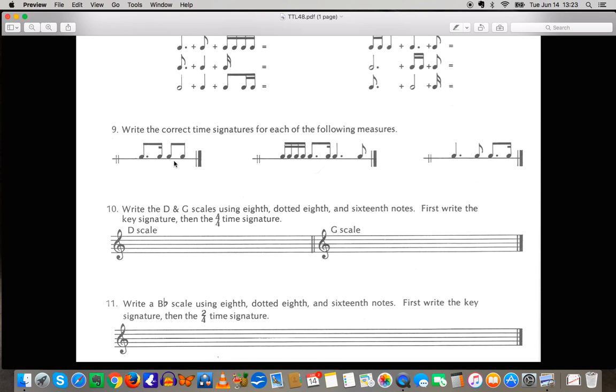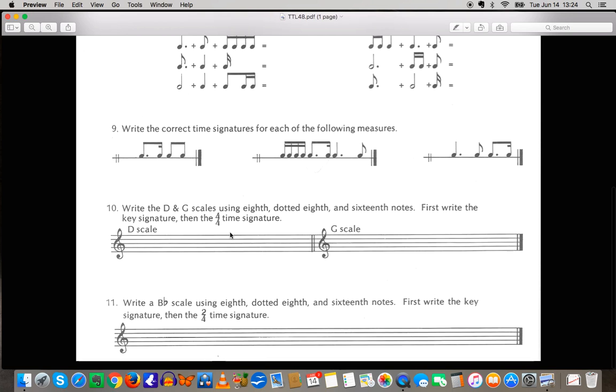All right. So time signatures. Basically just count the beats, write the correct time signature. Use your beams. 1, 2, that would be 2 4. 1, 2, 3.5, and 4, that would be 4 4. So on and so forth.